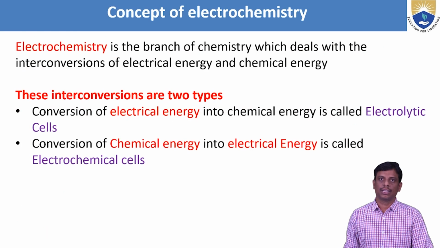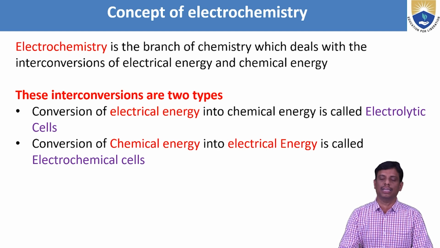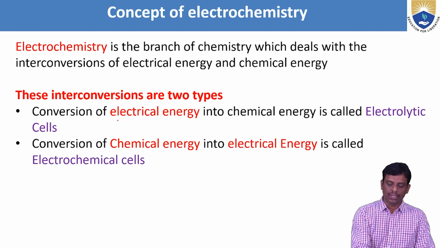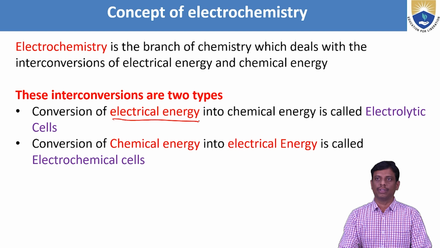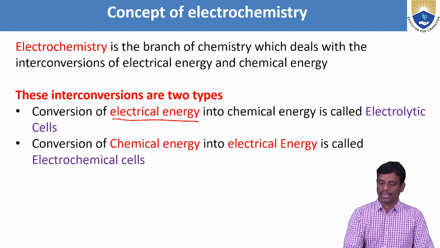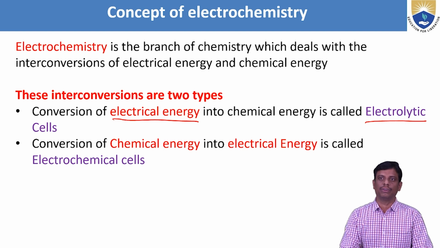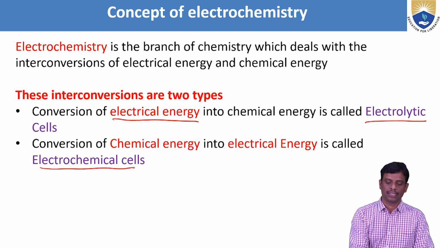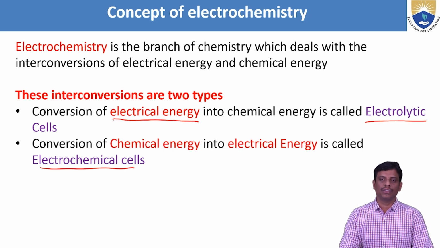Now we are going to discuss electrochemistry. It is a branch of chemistry which deals with the interconversion of electrical energy and chemical energy, and these interconversions are of two types. The conversion of electrical energy into chemical energy is called an electrolytic cell. The conversion of chemical energy into electrical energy is called an electrochemical cell.